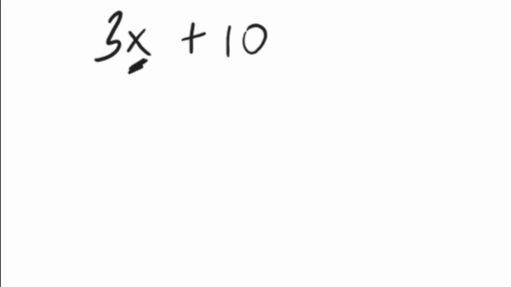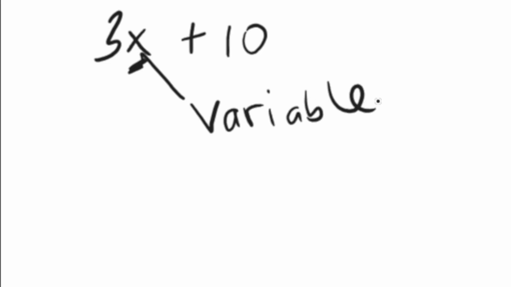The x doesn't have a fixed value. So it makes it what? A variable. It could take any number. The x there could take any number, so it makes it a variable.